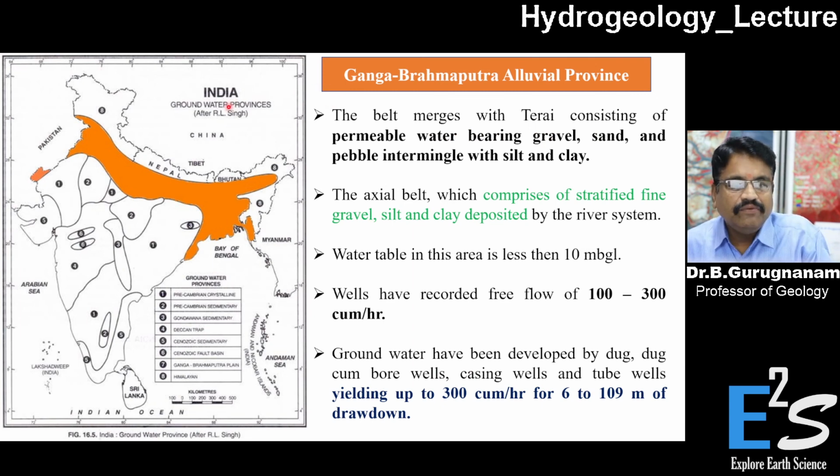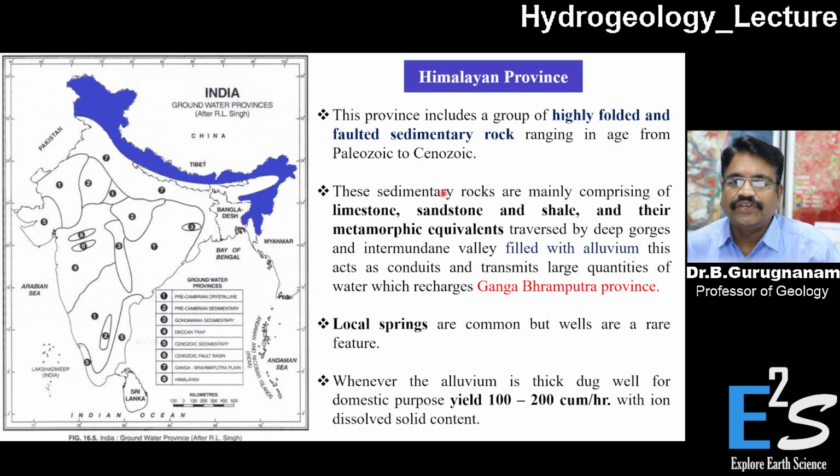And the second one, the Ganga Brahmaputra alluvial basin, on the top of it has permeable water bearing gravel, sand and pebble. The next belt comprises stratified fine gravel and silt. The thickness is 10 meters below ground level, and wells have recorded free flow of 100 to 300 cubic meters of water in this area. And the Himalaya, on the north, is highly folded and faulted rock of limestone, sandstone, shale and their metamorphic equivalents. This province is good with respect to yield, 100 to 200 cubic meters.